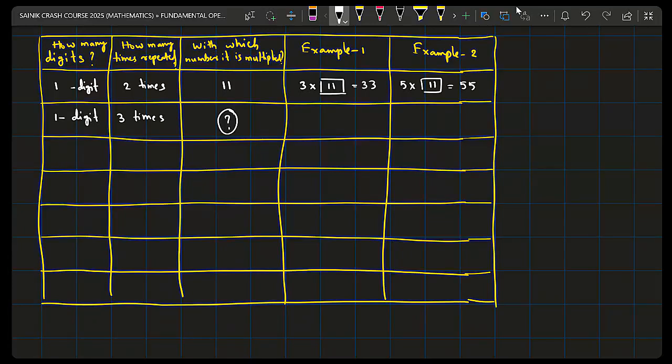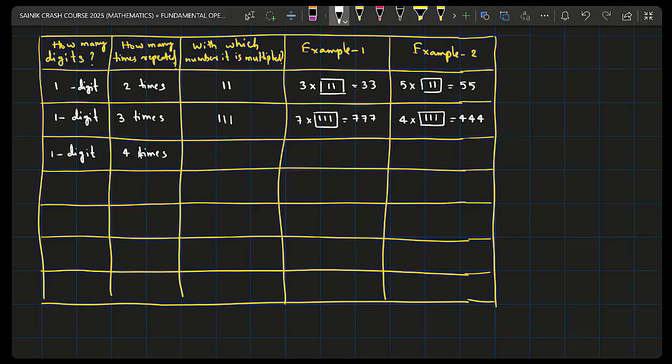So let me write here. 111 we have to multiply. For example, I have a number 7. I want to multiply by a certain number so that 7 repeats 3 times, 7, 7, 7. So we should multiply by 111. Similarly, 4, I want to multiply by a certain number so that it repeats 3 times, 4, 4, 4. So the answer is we have to multiply by 111. Very good. Next, similarly, one-digit number, I want to repeat it 4 times.